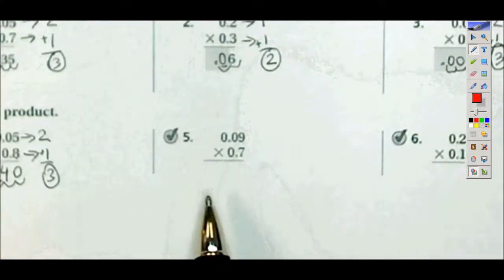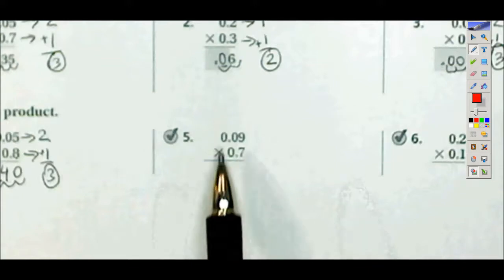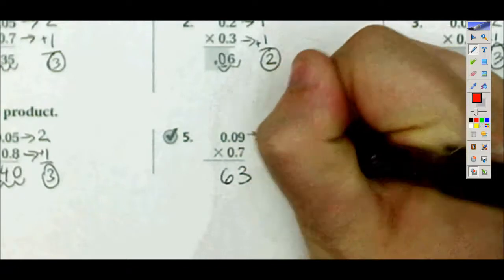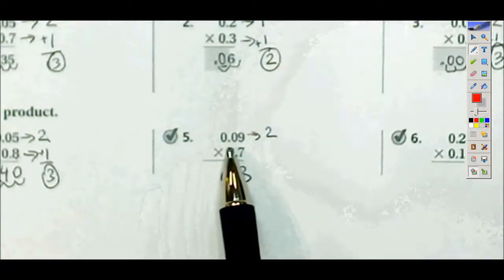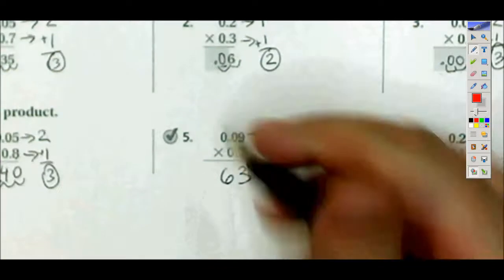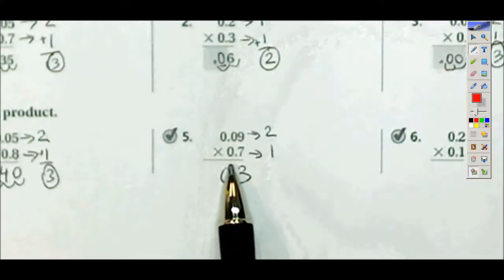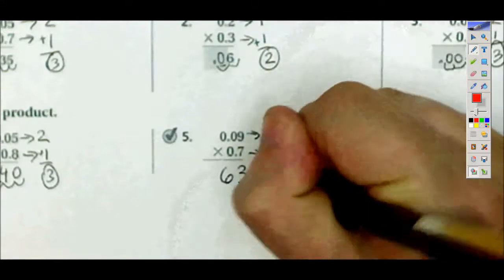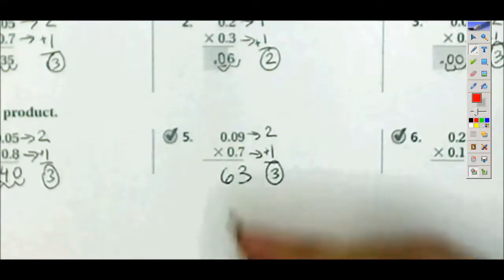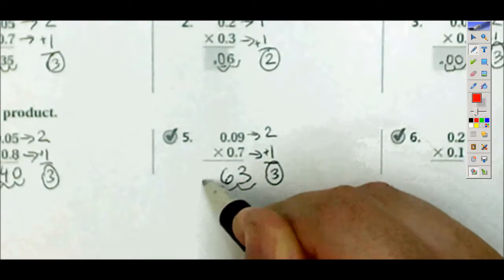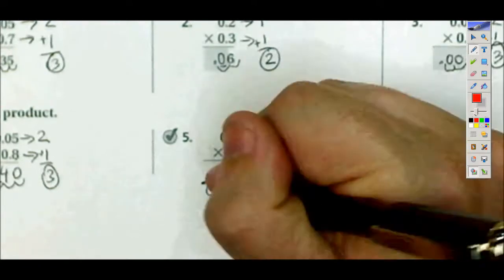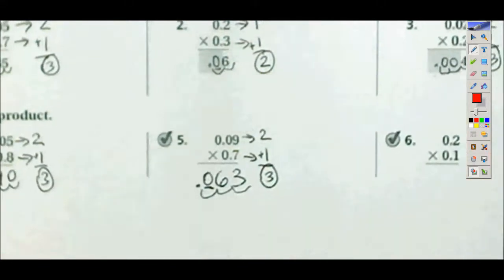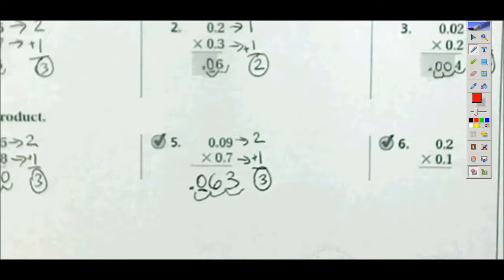Okay, 0.09 times 0.7. We're going to ignore the decimal for a moment. 9 times 7 is 63. There are 2 digits after the decimal in 0.09, the 0 and the 9. And there is 1 digit after the decimal in 0.7. We add them together, and we get 3. There's 3 digits after the decimal in my answer, so I put my pencil here, and I go 1, 2, 3. There's a space right here, and I fill it with a 0. Okay, it's 0.063, not 0.63. Big difference.